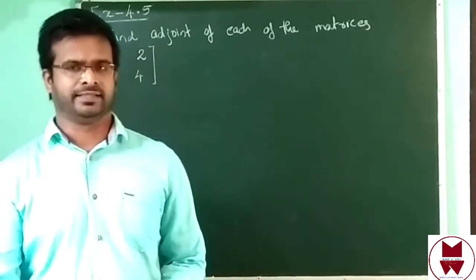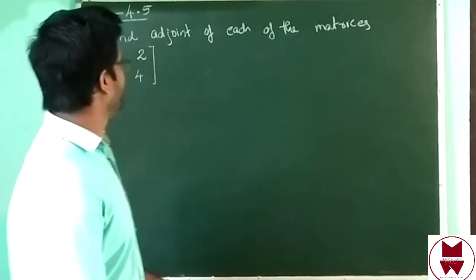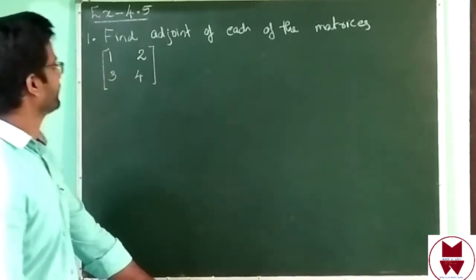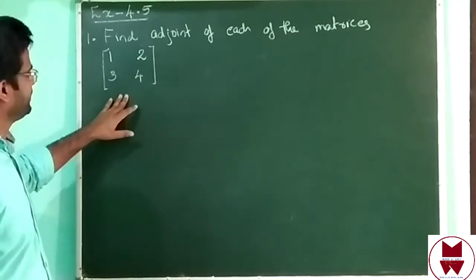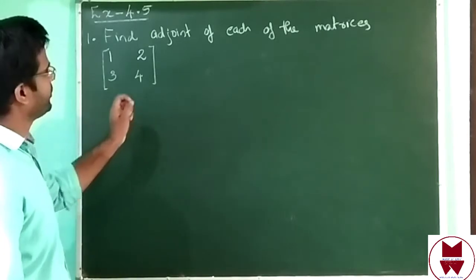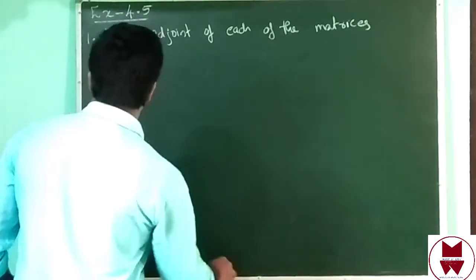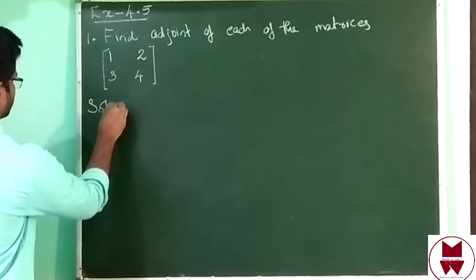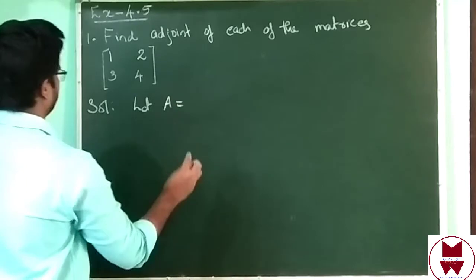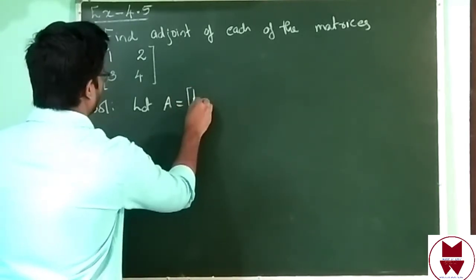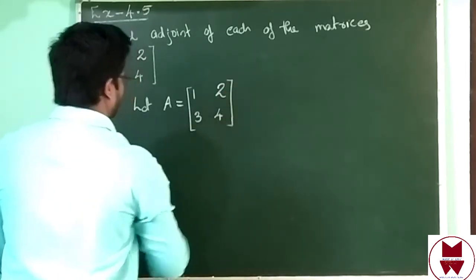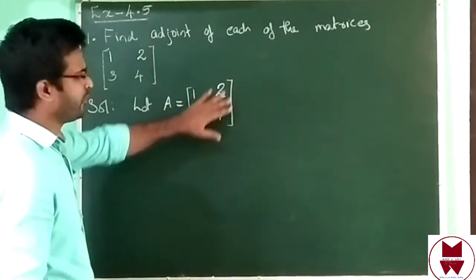Now we can see exercise 4.5, question number 1. Find the adjoint of each of the matrices. In here, one matrix is given, that is a 2 by 2 square matrix. We have to find the adjoint of this given matrix. First step, let us give it a name. Capital letter A equal to the matrix 1, 2, 3, 4. Then find the cofactors of all elements.